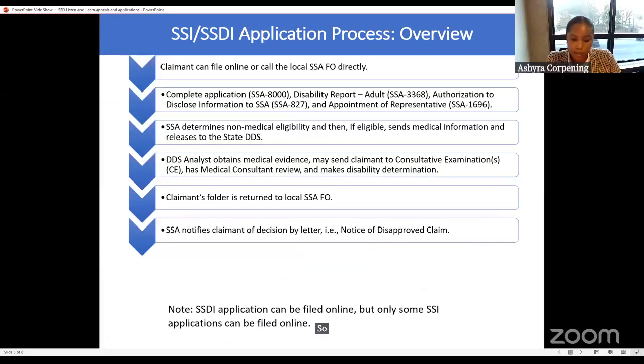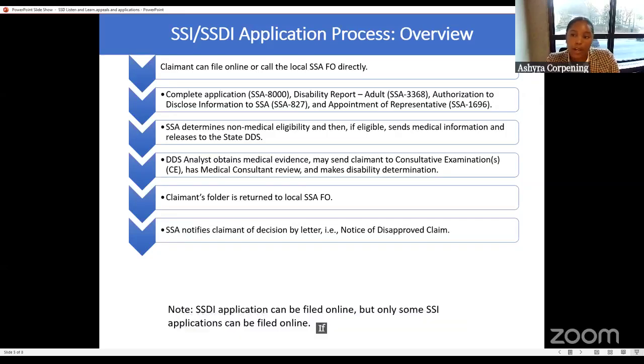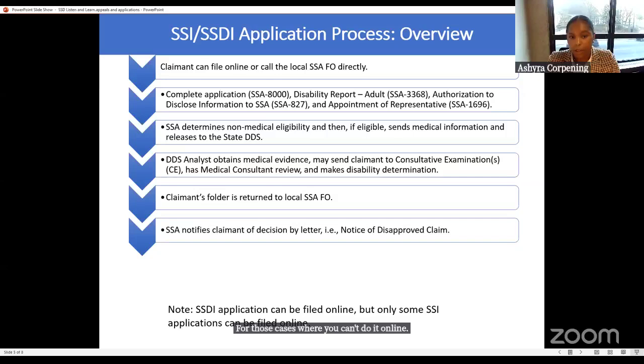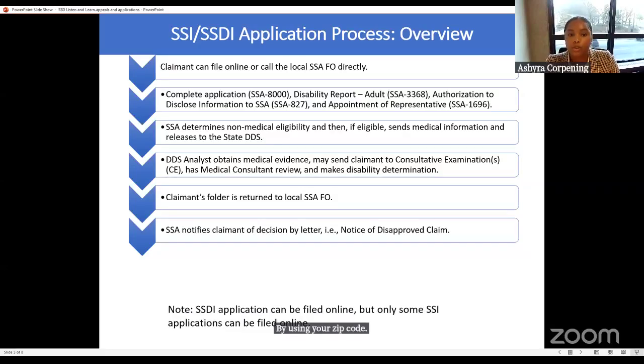So we'll talk a little bit about the application process. I have a note here at the bottom that the SSDI application can be filed online, but some SSI applications can't be filed online. If that's the case, you can call your field office, the local office, or you can set up an appointment at a field office and they can help you apply for those cases where you can't do it online. And you can find what your field office is at that field office locator link by using your zip code.